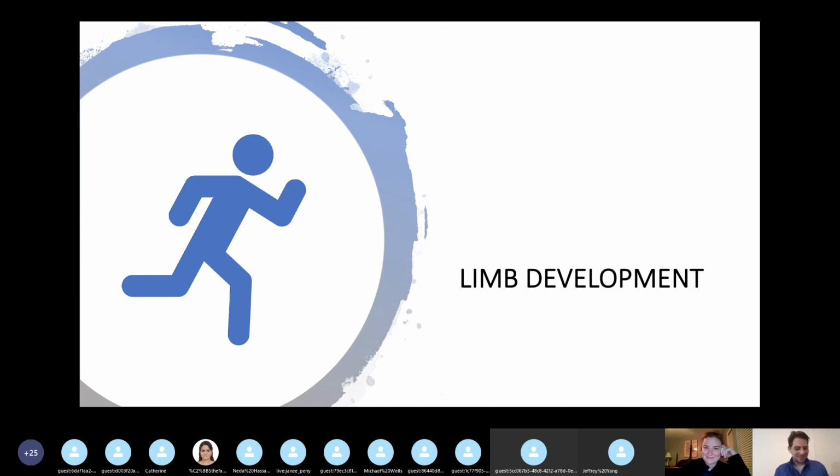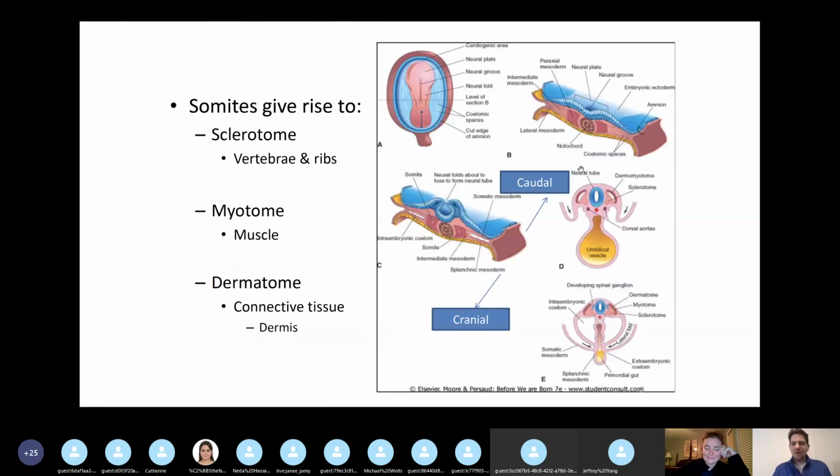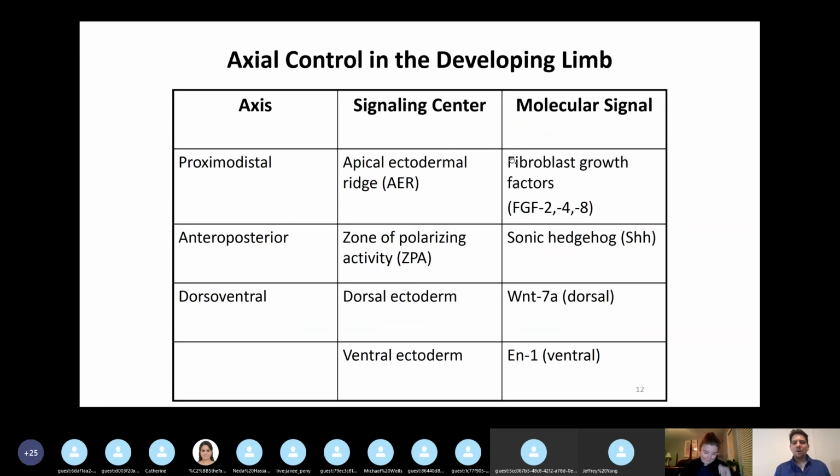Yeah, for sure. So I know limb development was kind of thrown at you. We're going to go through a little housekeeping stuff, and then we're going to hit the clinical stuff, and then we'll go from there. So somites, remember there's three components: sclerotome, myotome, dermatome. Sclerotome is going to be your vertebrae, myotome, M for muscle, dermatome, obviously going to be your skin.